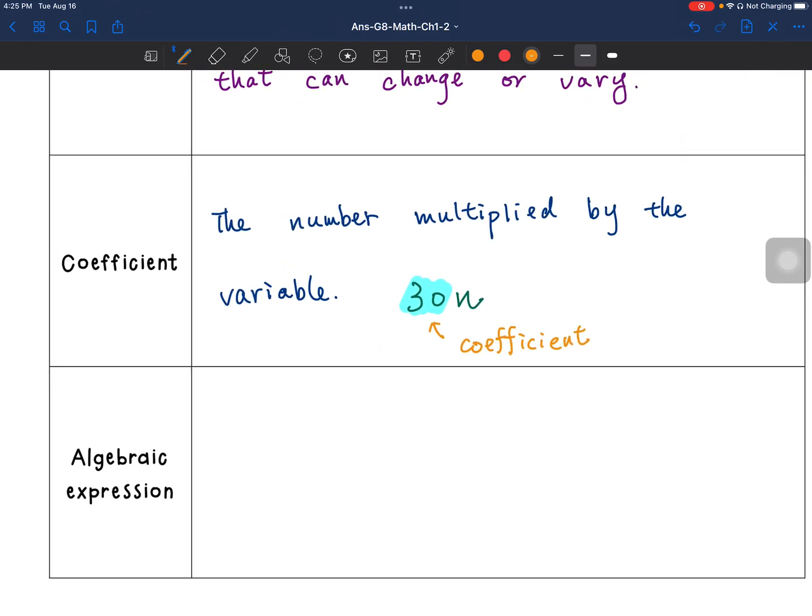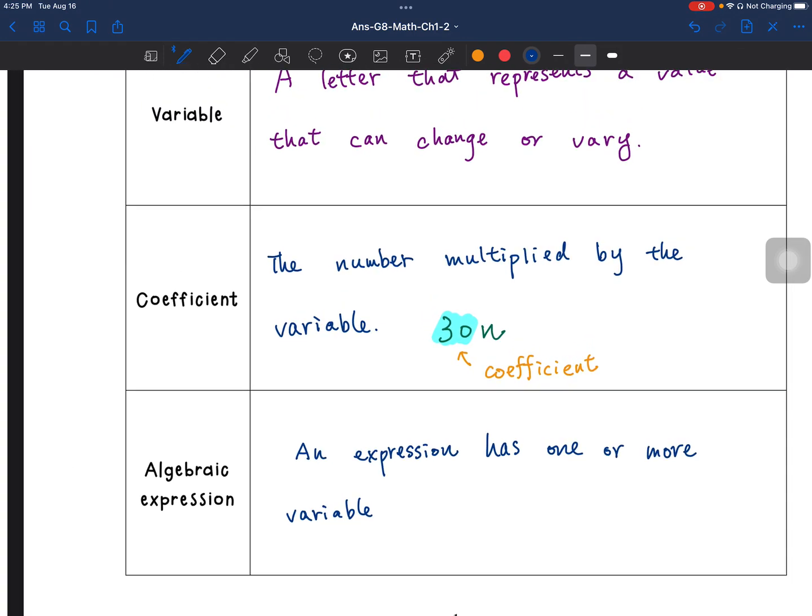Then the next one, what is an algebraic expression? An algebraic expression is a mathematical expression that has one or more variables. Algebra is a type of math that deals with variables.